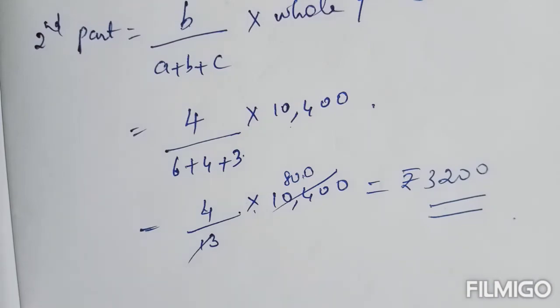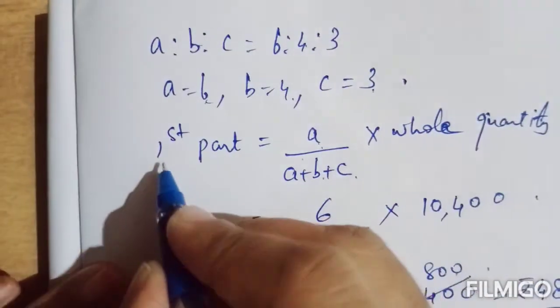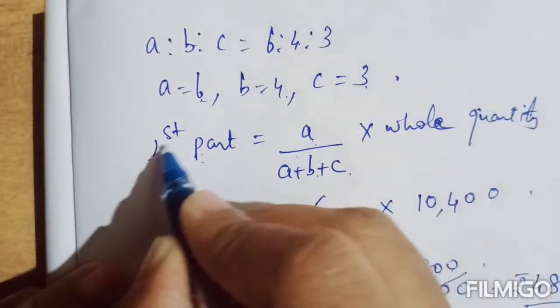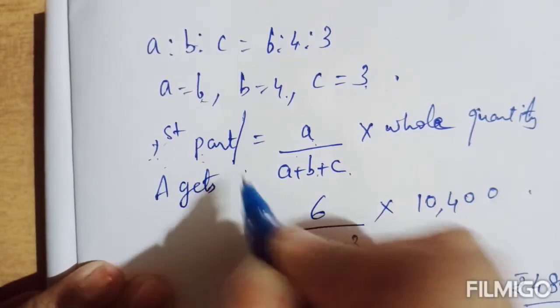Okay, this amount is divided among A, B and C. So first part is the amount that A gets. Amount A gets, in place of this you can write A gets or amount A gets.